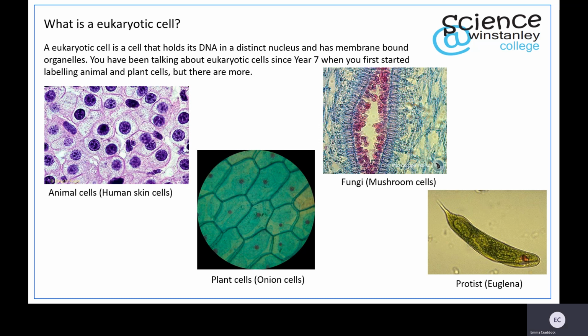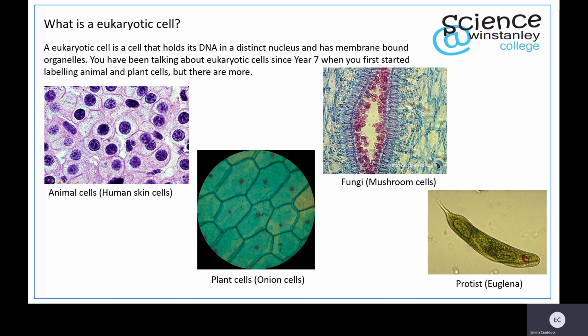So you know about animal cells, for example, a picture of these human skin cells, which shows their nucleus and the cell membrane. You also know about plant cells, for example, these onion cells, which shows their nucleus, the cell membrane, and if you look carefully, you can see the cell wall, which in plant cells is made out of cellulose.